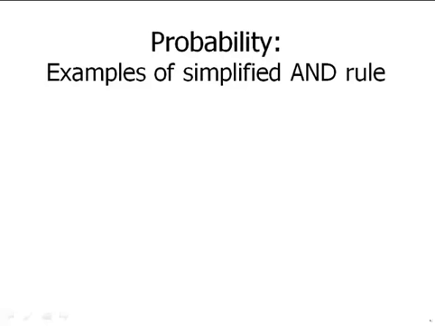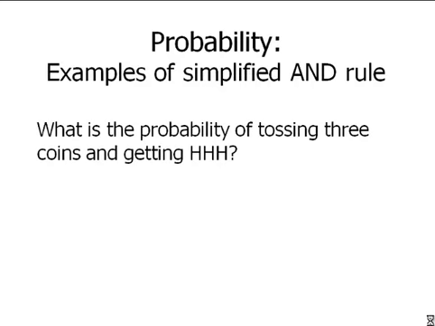In the last video, we learned about the simplified "and" rule. "And" just means multiply when we're dealing with independent events. So in this video, we're going to look at some examples of this.